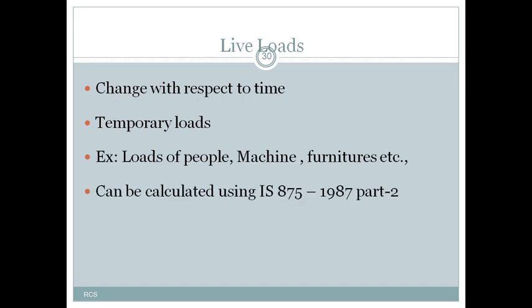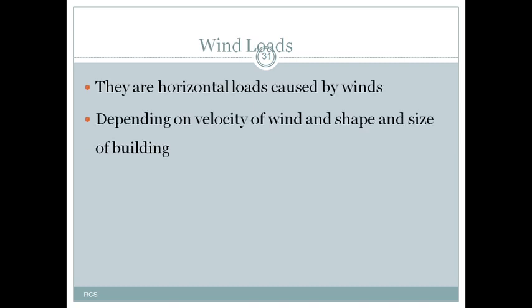Live loads. Live loads change with respect to time. Means if the load is there today, tomorrow that load will not be there in the same place. That means it changes. That's why these loads are called temporary loads. Examples of these temporary loads are the loads of people on the floor, machines and furniture on the floor. This load can be calculated by using IS 875/1987 Part 2.